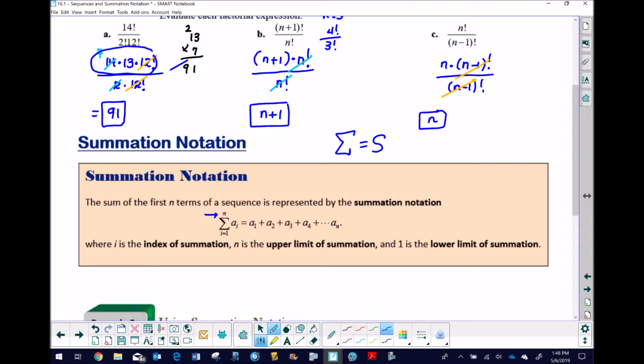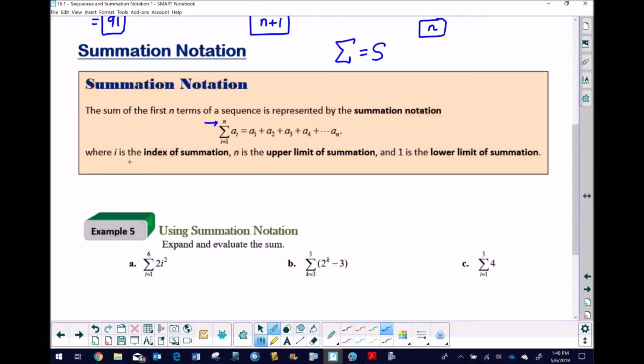Those of you who are pretty good at coding, computer programming, you probably do this all the time. They're called loops, right? It's the same thing. This is the mathematical version of a loop. In fact, when you program a loop into your programs, this is essentially what you're doing. Okay? A couple of pieces of vocab. I is the index of summation. N is the upper limit. And 1 here is the lower limit. Okay?